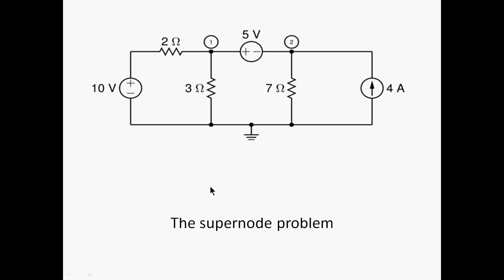The supernode problem. In the previous two examples, there was no voltage source between any two nodes. However, in this example, there is a voltage source of 5 volts between the nodes 1 and 2. So such a problem is categorized under the supernode problem.